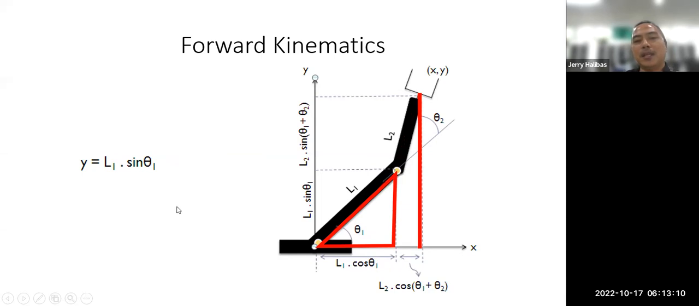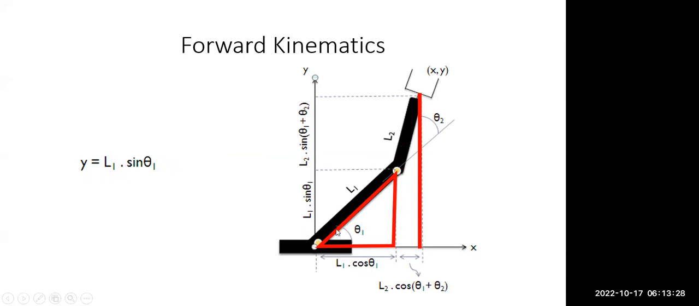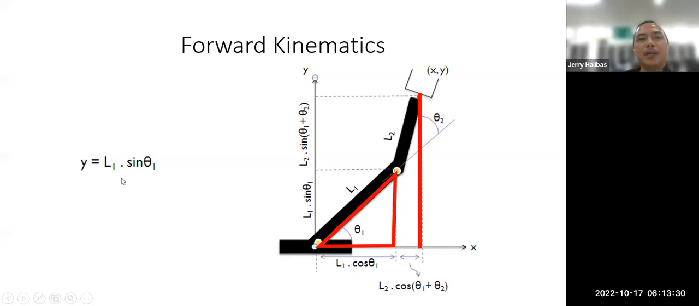The hypotenuse here is L1. So the opposite here is actually the y single prime. Y prime. So y prime divided by L1 is sine theta 1. The opposite is the y prime divided by the hypotenuse, which is L1.